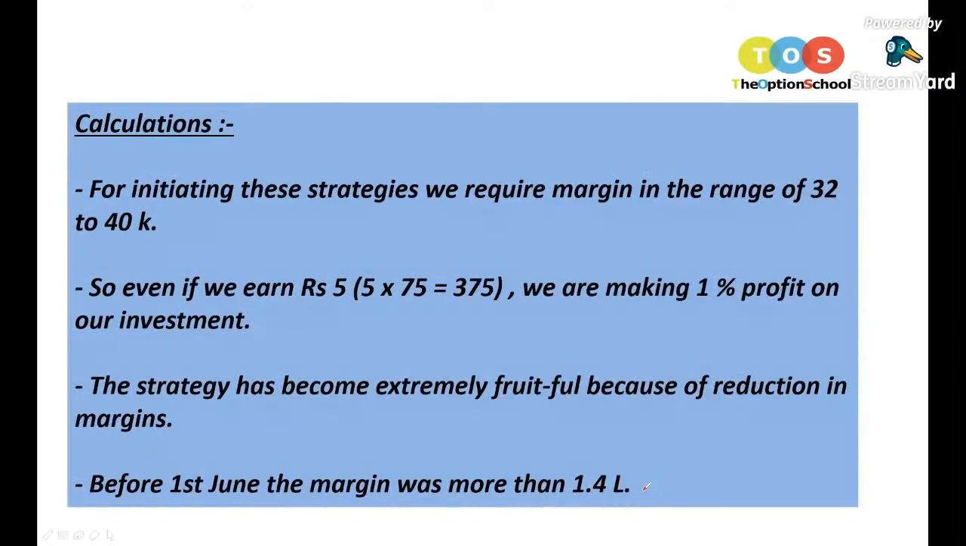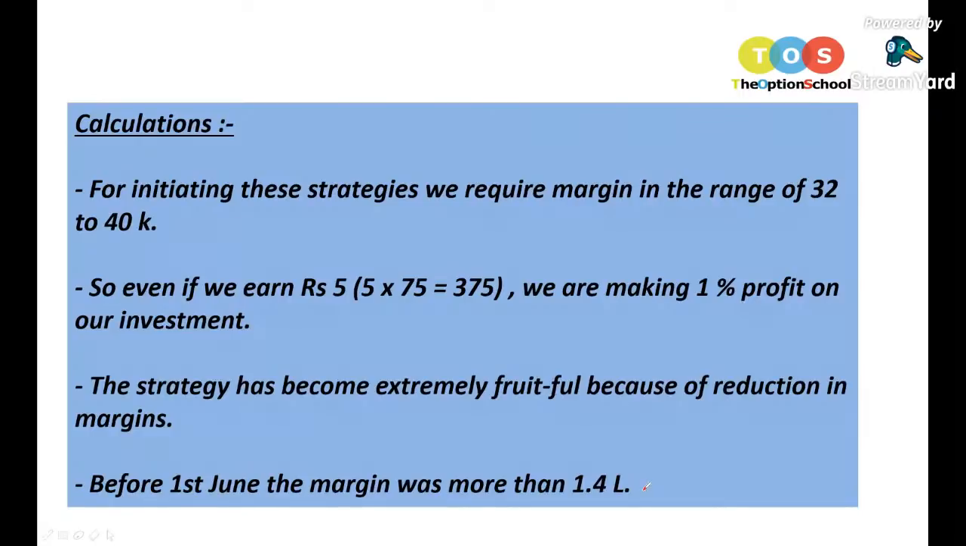If I show you some calculations now, for initiating these strategies we require margin in the range of 32,000 to 40,000 rupees depending upon what strike prices you are choosing, right? So even if we earn, let us say, 5 rupees, 5 into 75 means 375, right? So if I am able to make 5 rupees on, let us say, 32,000 rupees, I am making 375 rupees. I am making 1% profit on my investment, right?